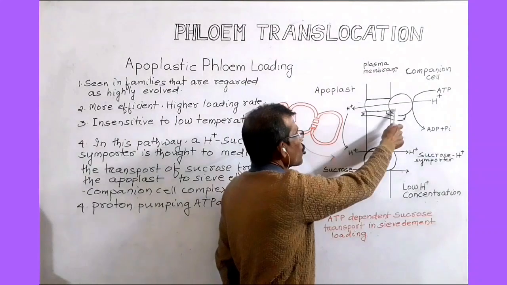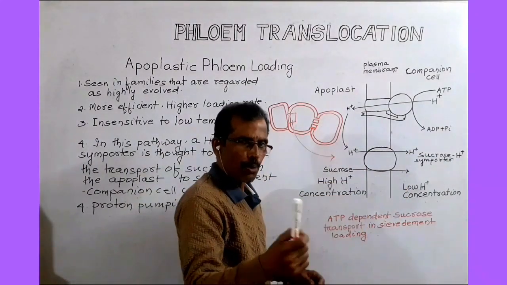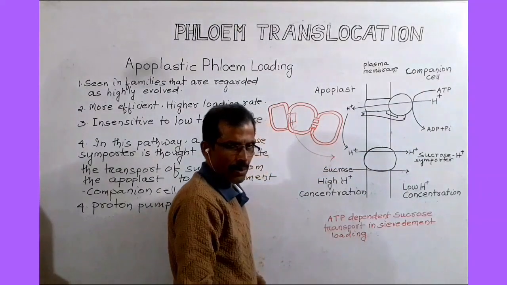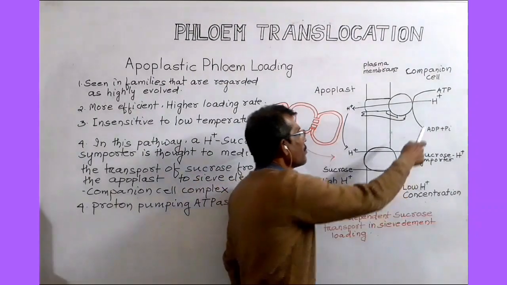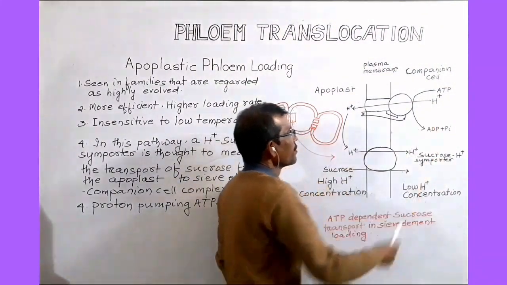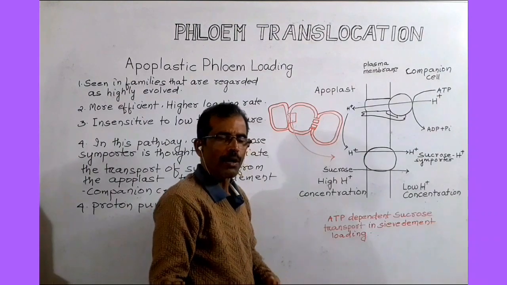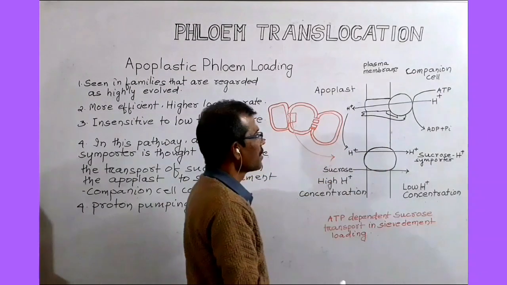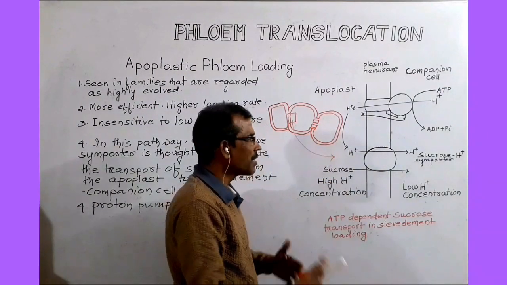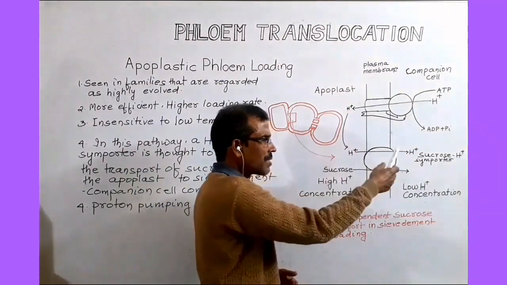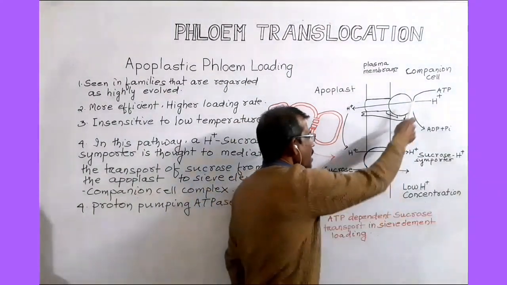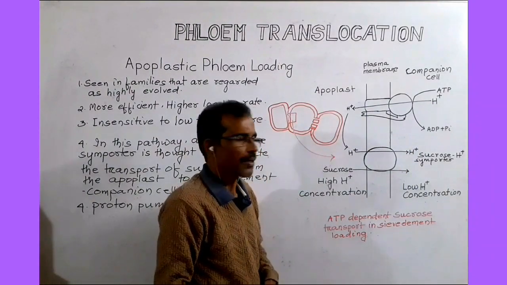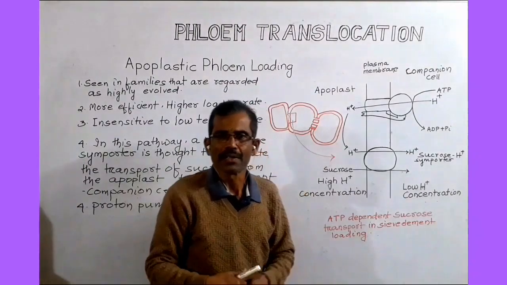The function of proton pumping ATPase is to pump protons from inside of the companion cell to the outside. For this pumping, energy comes from the hydrolysis of ATP. Due to the pumping of protons from inside of the companion cell to the outside, the concentration of H plus ions increases in the apoplast, whereas the concentration decreases inside the companion cell. So this difference in H plus concentration constitutes the proton gradient.